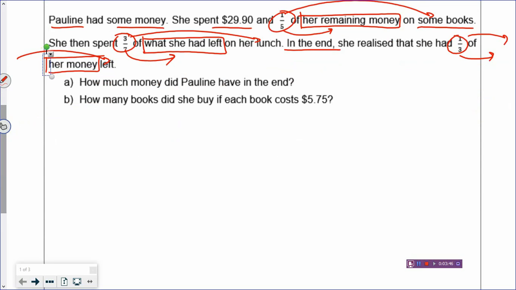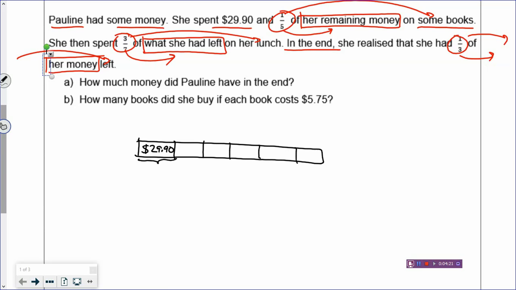So Pauline had some money. So let's draw out the rectangle. So this is all her money, and she spent $39.90. So you cut out 1 box, and this is spent on what? On some books, right? She spent $39.90 and also 1/5 of the remainder. So this is not just the money spent on books. She still spent some more on books. So you cut the remainder, which is the right side of the model, into 5 boxes, and she also spent 1 box of the remainder on books.